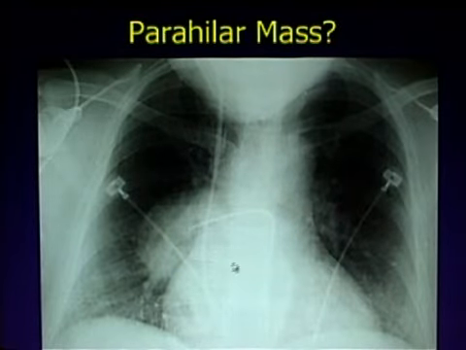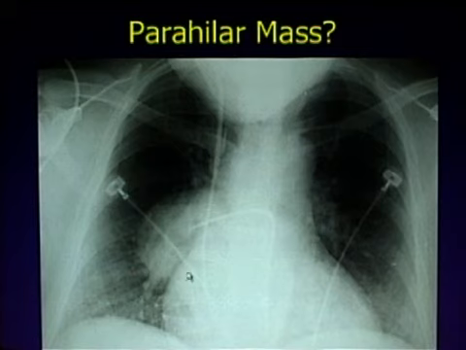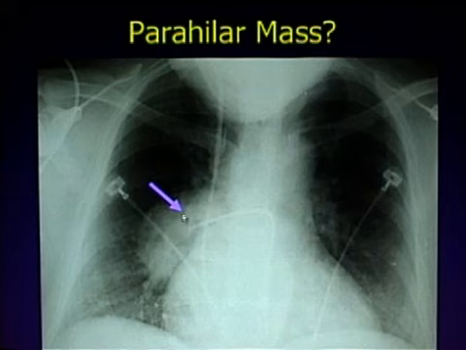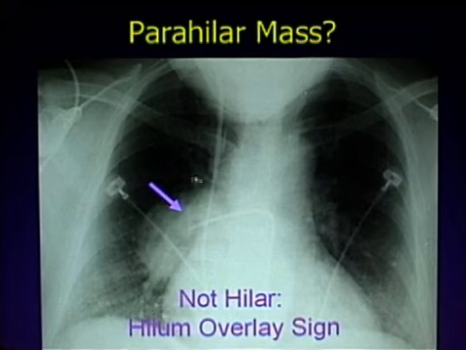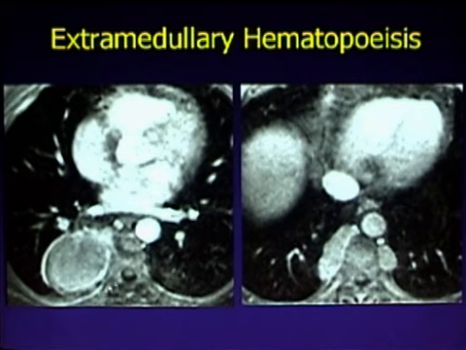This is an example of what at first glance might appear to be a parahilar mass, but in fact you can see the pulmonary artery. Here's the right interlobar artery through the mass. This is a hilar overlay sign, and this mass is therefore, based even on this frontal film, clearly either anterior or posterior to the hilum, but not a mass of the hilum. And in fact, this turned out to be a posterior mediastinal mass due to extramedullary hematopoiesis, which we see exuberant here, and symmetric changes at a slightly lower level.